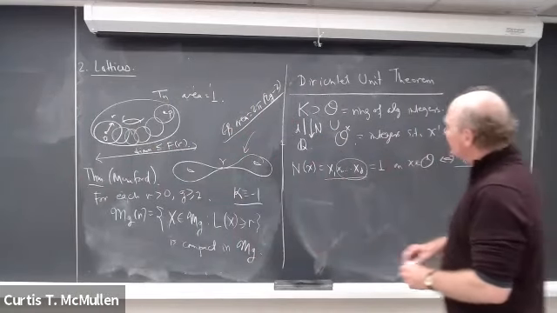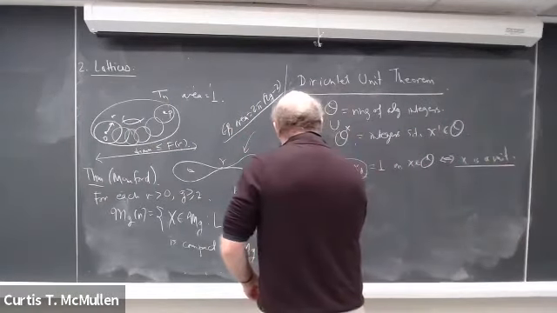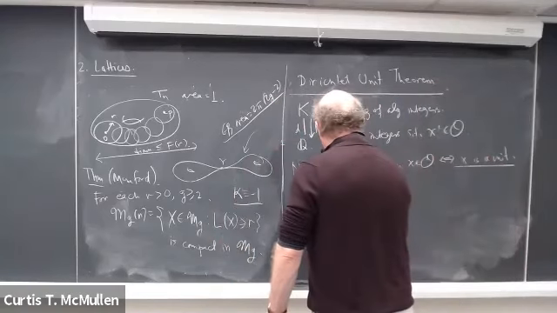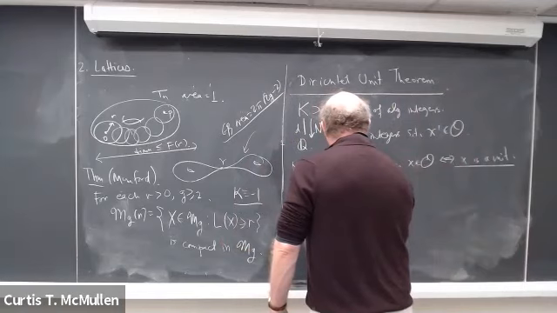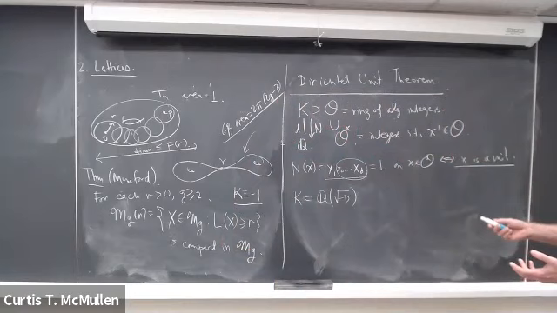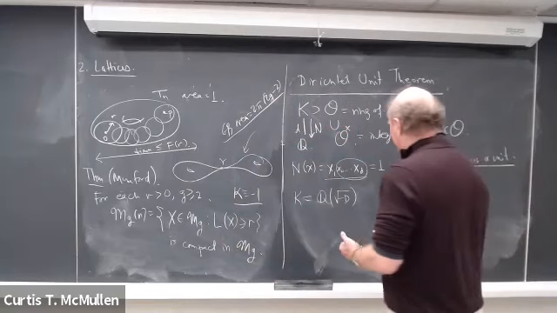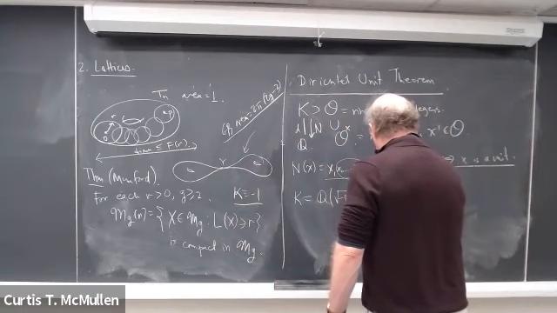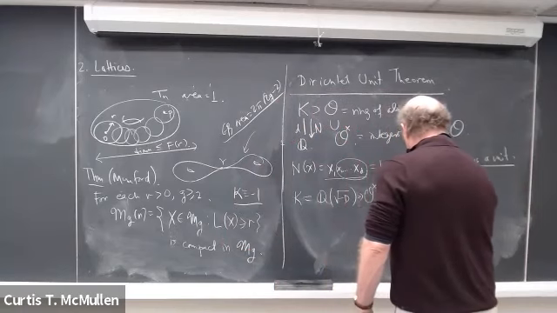Okay, so what happens in particular cases? Well, let's do the case of quadratic fields. If K is Q adjoining the square root of minus D, where D is positive, so it's a quadratic imaginary field, then O_K^× is a finite group.